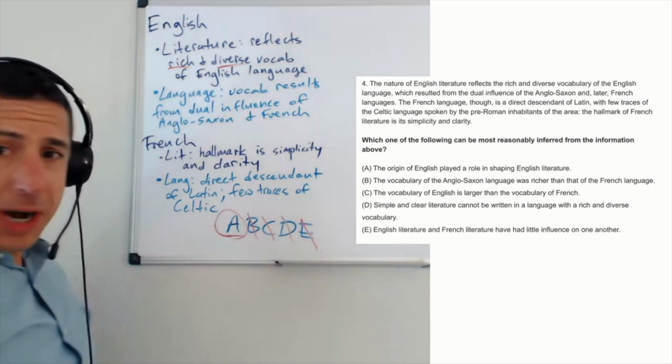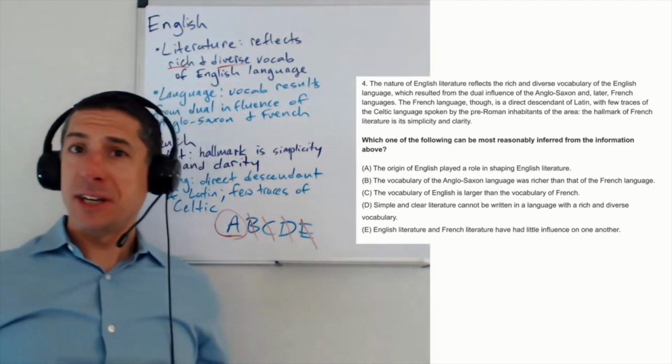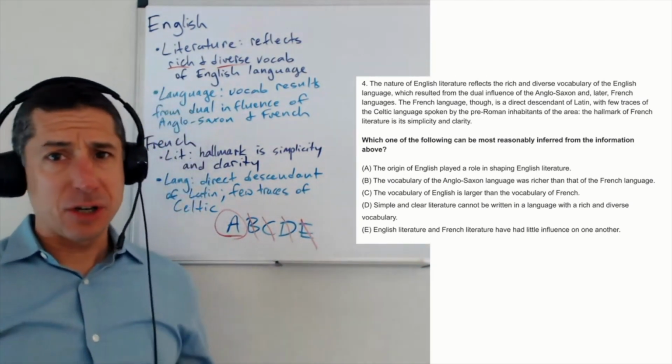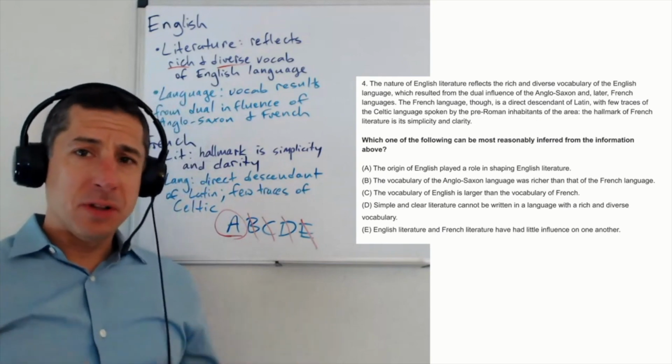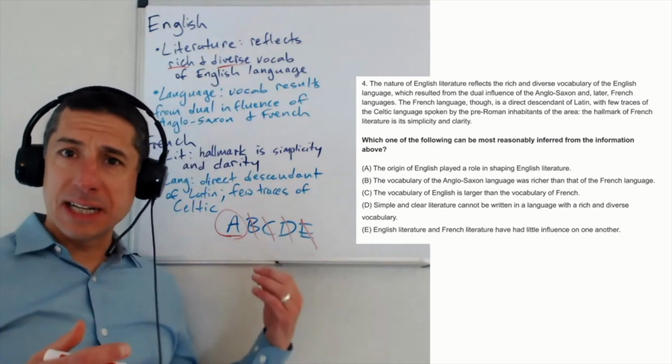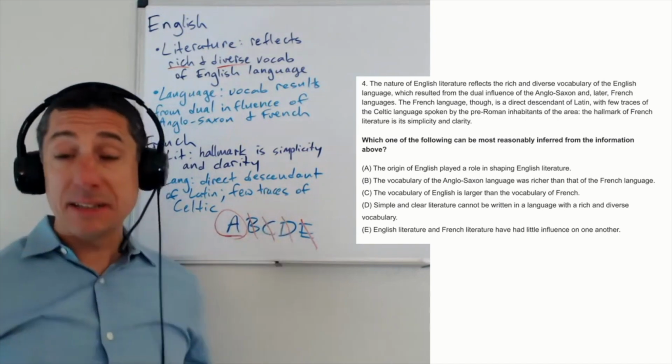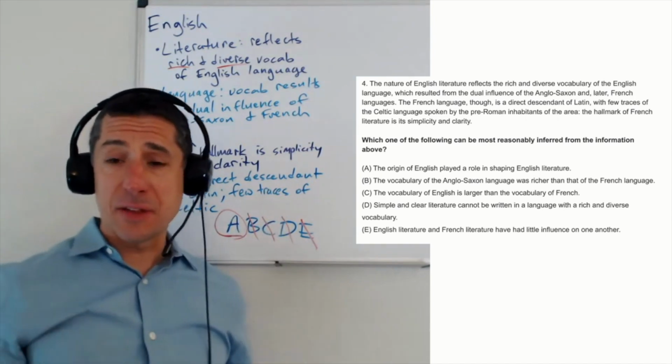And we're left with boring A. The origin of English played a role in shaping English literature. Boring, unremarkable. There's an instinct to go, not interesting enough to keep it. But it is certainly supported by the passage. None of the other four are.